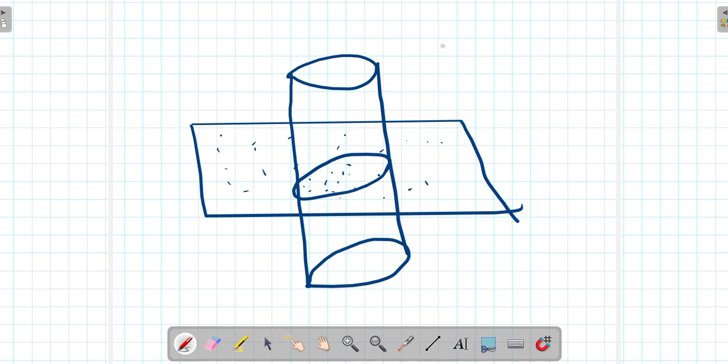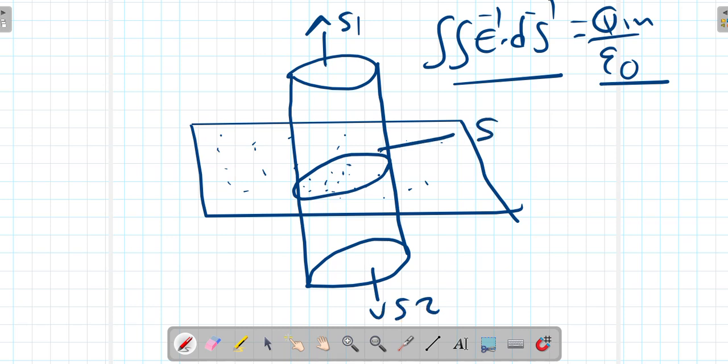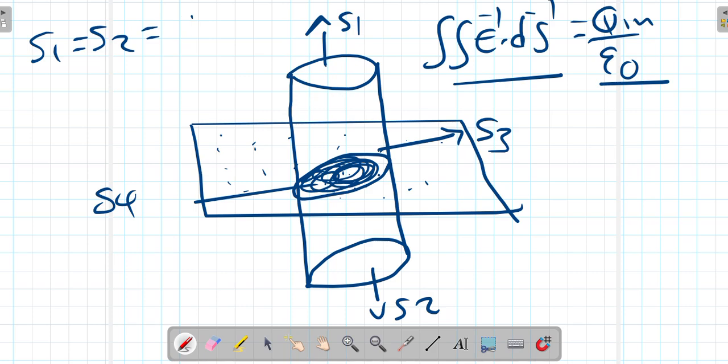Then according to theorem de Gauss, we say that the double integral of E dot dS is equal to Q_in over epsilon 0. So now we're going to deal with the first part, then we're going to deal with the second part. Just a quick summary of what we've done. Then we're going to have S1, S2, S3. Then this disk where there are charges, we're going to call it S4. We know that S1 is equal to S2, which is equal to S4, which we're going to call S.